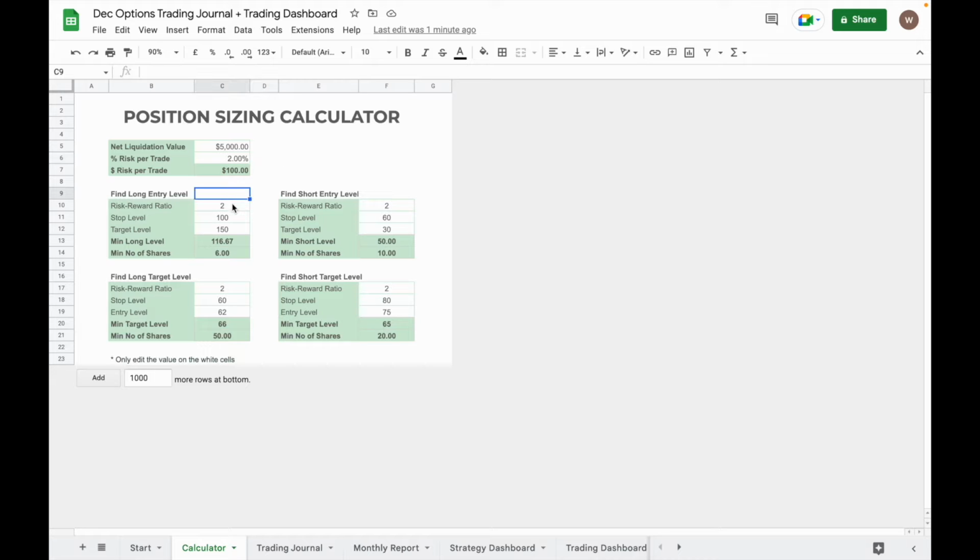And then there's a calculator here for you to calculate your entry level and your target level. This one is more for stock trading. You can use this calculator to calculate your entry level or target level. Next is the trading journal.